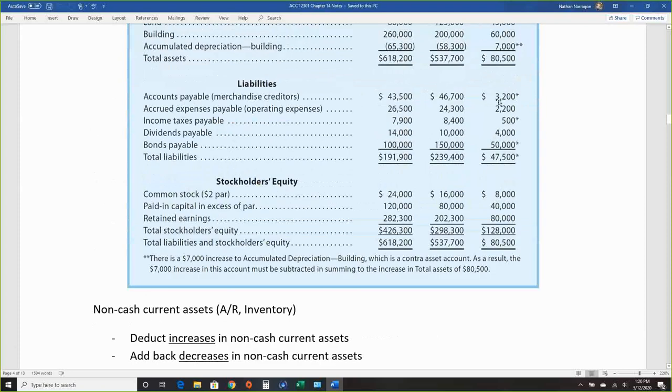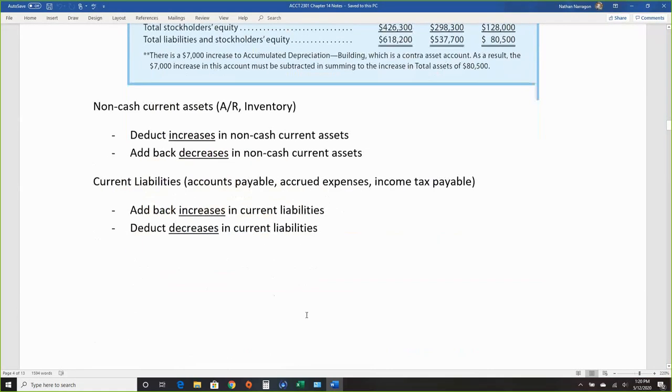So again, accounts payable, you see this actually decreases. So we're going to subtract the change. Accrued expense payable, increase. So we're going to add this change. And then, of course, income tax payable decreases. So we're going to decrease that change.